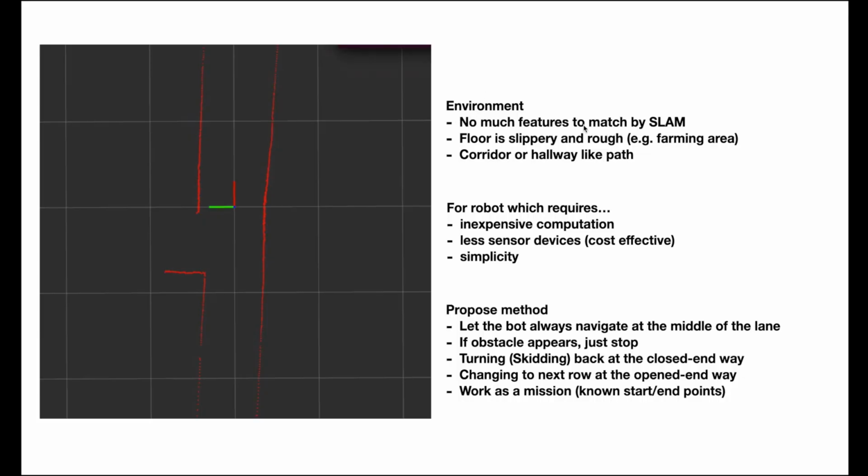Let me remind you again, what is our constraint for the environment? The robot needs to navigate in a narrow path, like a hallway or corridor, and some place where wheel odometry is hard to use, and we want the robot to use only a single LIDAR with low computational cost. The idea is to let the robot stay in the middle of the path as much as possible. If there is an obstacle, it stops and turns around if it finds a closed end, and tries to change to the next row when it finds an open end. This kind of navigation is good for a robot which already knows the start and stop positions, like navigation in a greenhouse and so on.